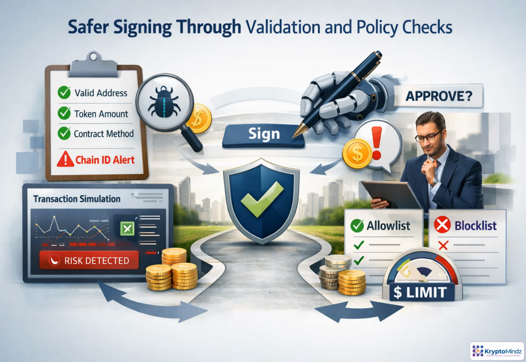Before an agent signs, treat the request as untrusted until it passes a safety gate. Check the recipient, token amount, contract method, and chain ID against expected values. Apply policy limits such as allow lists, block lists, and spending thresholds. When possible, simulate the transaction to reveal hidden effects. If the action is high value, unusual, or outside delegated authority, pause for human approval. The principle is simple: no signature without verification.